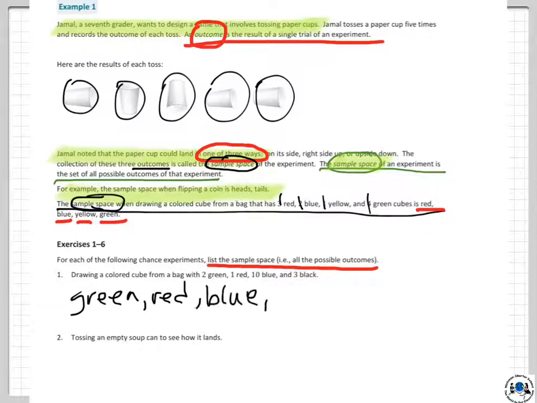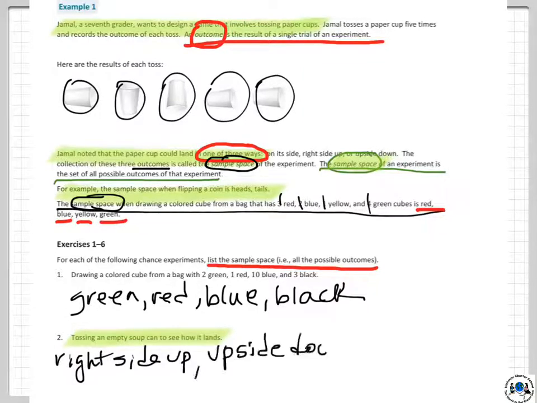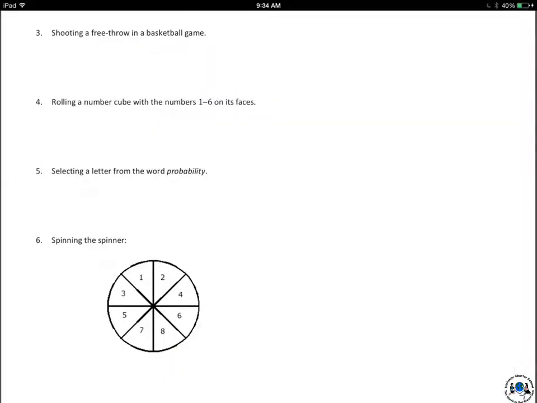If we're drawing a colored cube from a bag with 2 green, 1 red, 10 blue, and 3 black, our sample space is green, red, blue, black. Tossing an empty soup can to see how it lands: right side up, upside down, or on its side, very similar of course to Jamal's paper cup experiment. All right, next one.